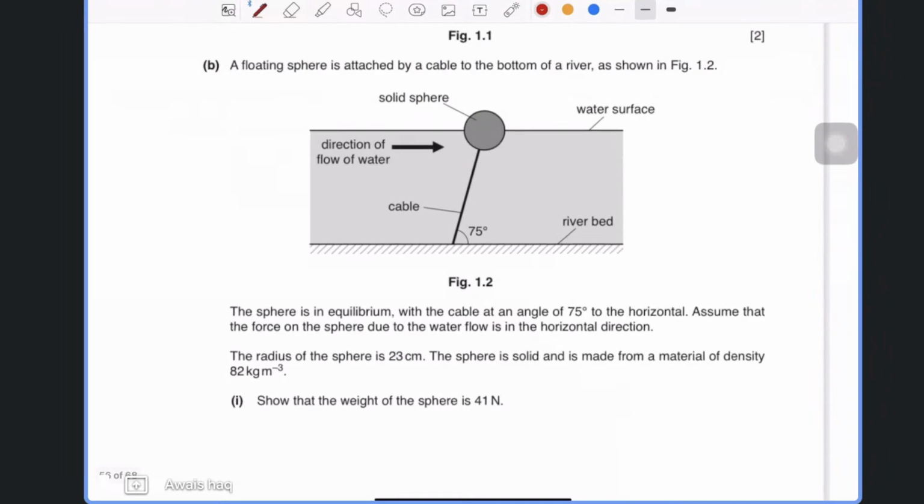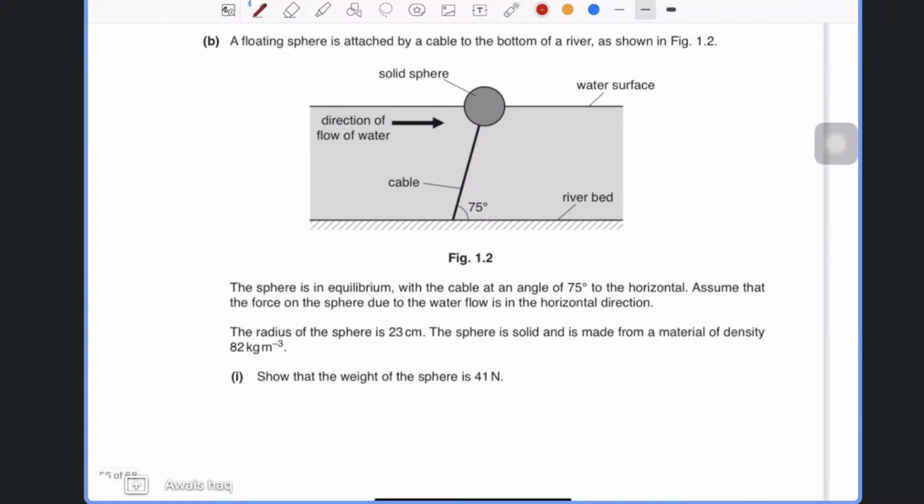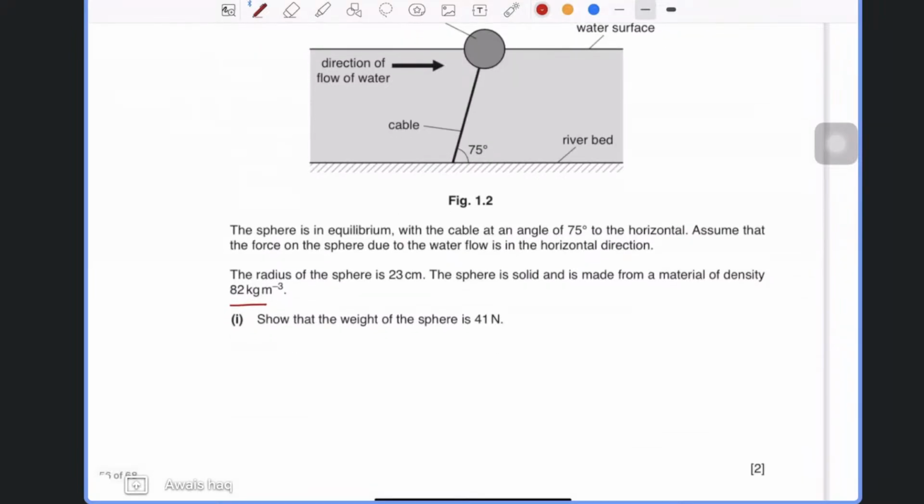Now it says that a floating sphere is attached by a cable to the bottom of a river. As you can see, the sphere is in equilibrium with the cable at an angle of 75 degrees, assuming the force on the sphere in equilibrium due to the water flow is in the horizontal direction. The radius of the sphere is given, and the sphere is made of solid material of this density, and show that the weight is this.